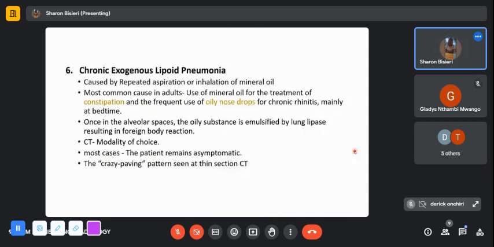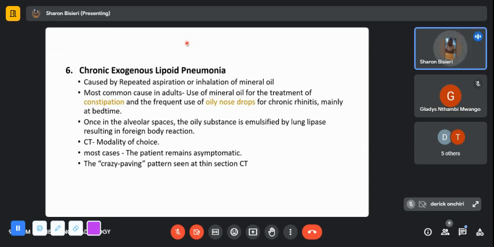You can appreciate the nodular opacities together with that history. The chronic type is caused by the repeated aspiration or inhalation of mineral oil. It tends to affect adults who use mineral oil for the treatment of constipation, or adults who use oily nose drops for the treatment of chronic rhinitis, mainly at bedtime. That's how it finds its way to the bronchial tree. Once this oil has gotten into the alveolar spaces, it gets emulsified by lung lipase, and then you get a reaction occurring within the air spaces.